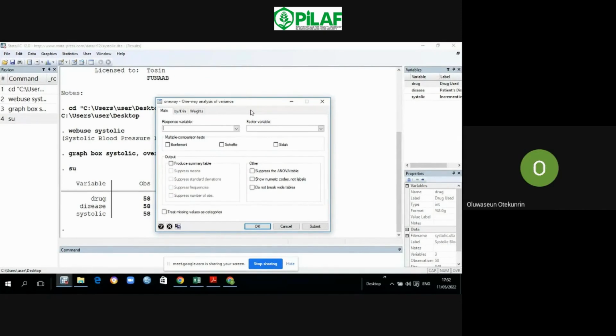Okay. Thank you. So please, let's continue because of our time. So we have this new window now. We moved from statistics to linear models and related, from there to ANOVA, stroke, MANOVA, and from there to one-way ANOVA. That gives us this particular window that we have here. So under main here, we see response variable.